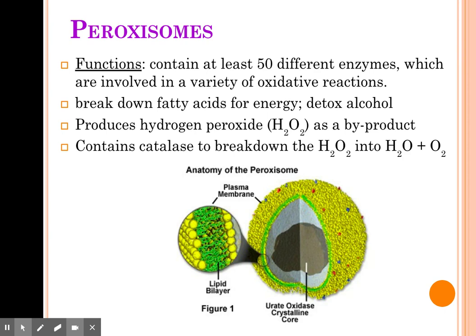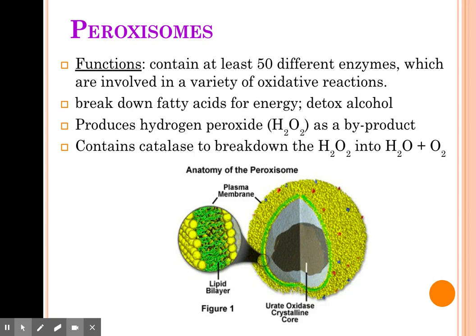And they do a lot of different oxidative reactions. For example, they break down long-chain fatty acids and release energy for the cell. They also, kind of like the smooth ER, can break down carbs to get them ready for the mitochondria.